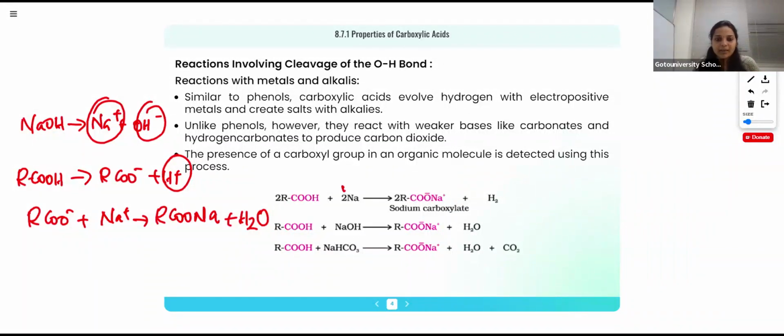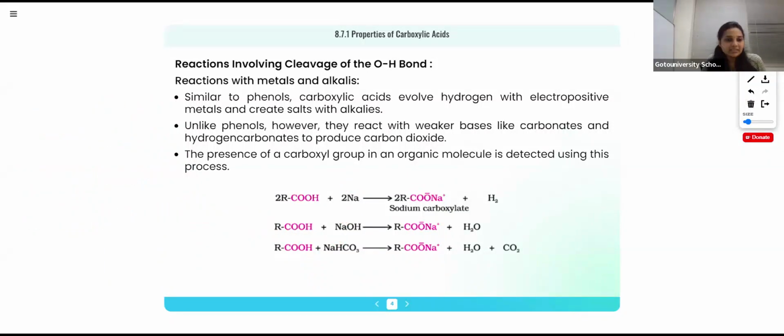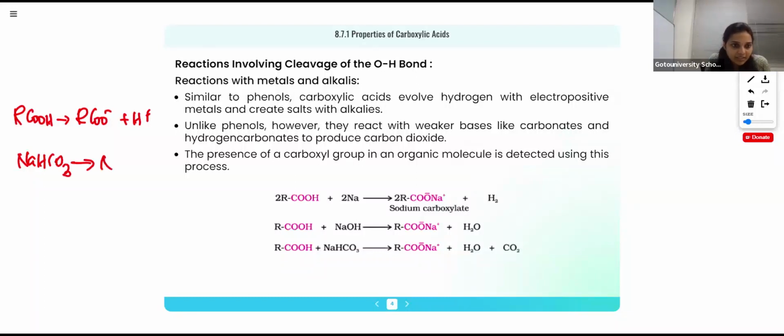So this is the reaction with the metal. This is the reaction with the base, means an alkali. Next, I am taking another alkali, sodium bicarbonate. Sodium bicarbonate means NaHCO3, right? Same reaction. The acid I am taking is RCOOH. They will convert into RCOO- plus H+. Then what is happening to sodium bicarbonate? NaHCO3 will convert into Na+ plus HCO3-.